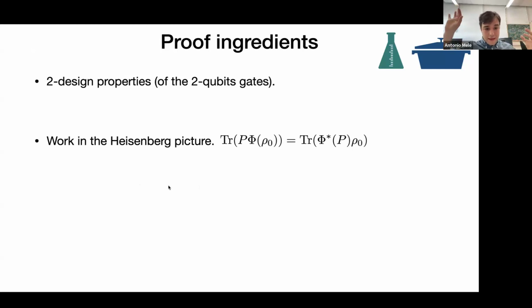We have seen that the last layer matters, so usually just taking the adjoint of the last few layers suffices to reach the result. So working in the Heisenberg picture simplifies a lot of the computation. And we also exploited the nice, convenient form of noisy channels.